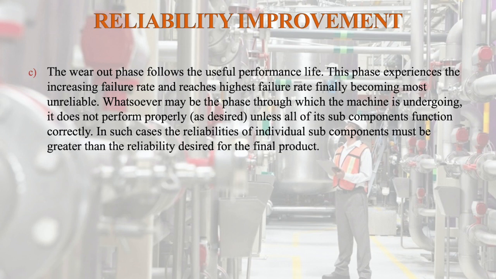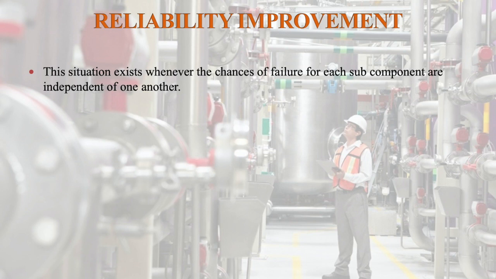Whatsoever may be the phase through which the machine is undergoing, it does not perform properly unless all of its subcomponents function correctly. In such cases, the reliabilities of the individual subcomponents must be greater than the reliability desired for the final product. This situation exists whenever the chances of failure for each subcomponent are independent of one another.